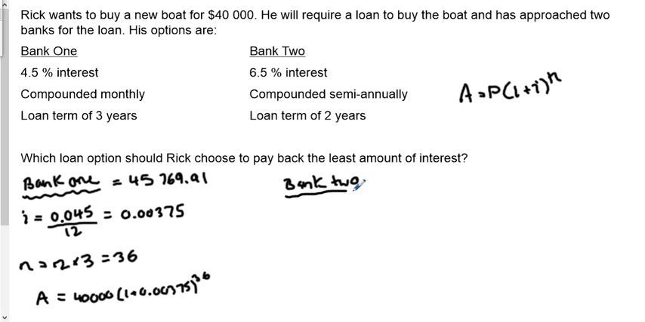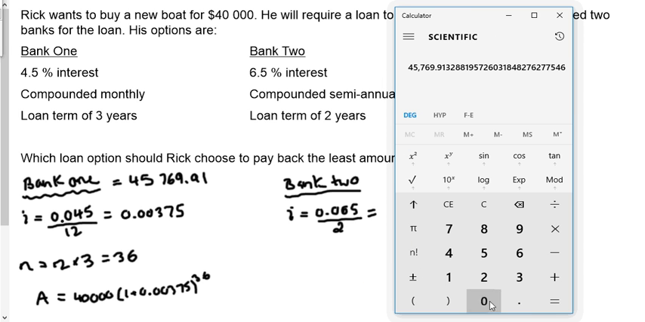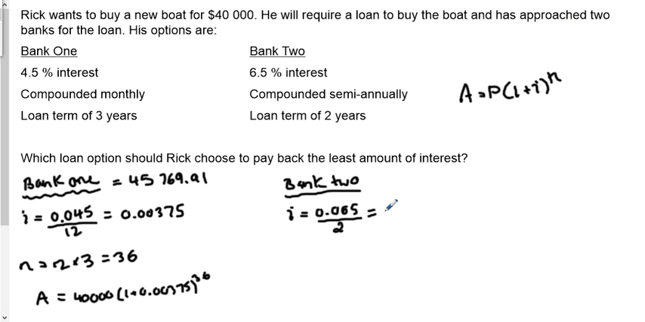For Bank 2, the I value is going to be 6.5%, so 0.065, which is higher than Bank 1. And we're compounding semi-annually, so just twice a year on this one. So let's take that and divide it by 2. So 0.0325. And the number of times it's compounded is semi-annually for 2 years. That's 2 times a year, times 2 years, or 4.